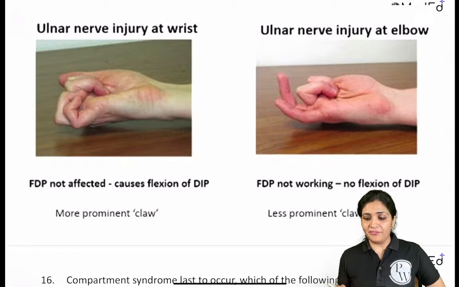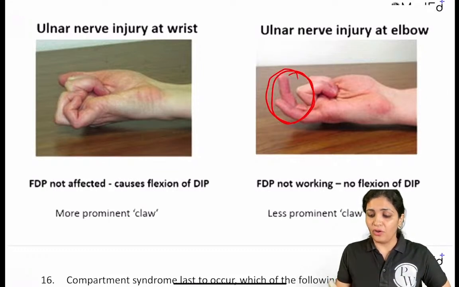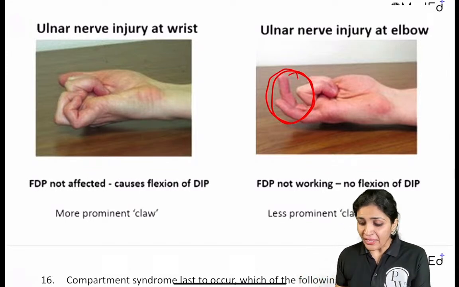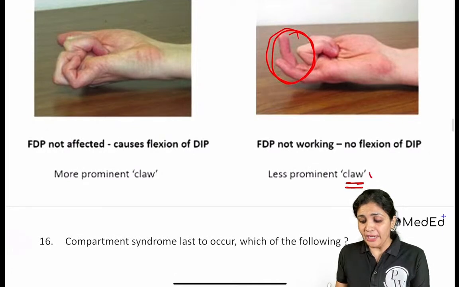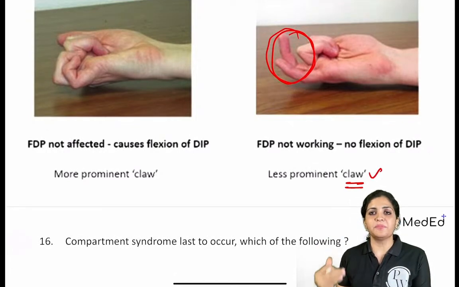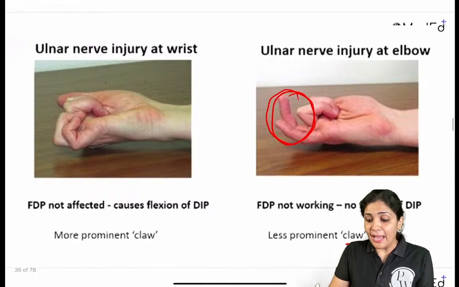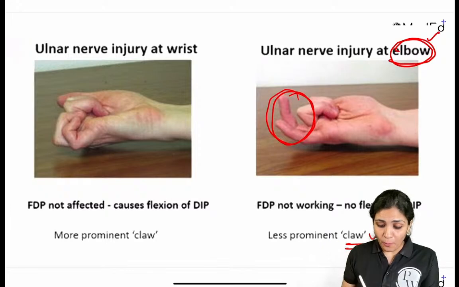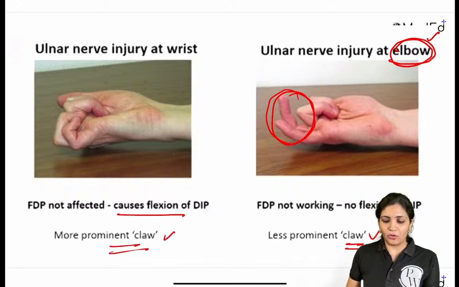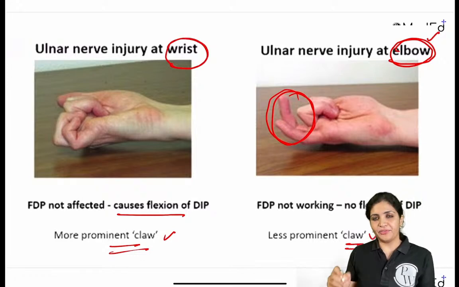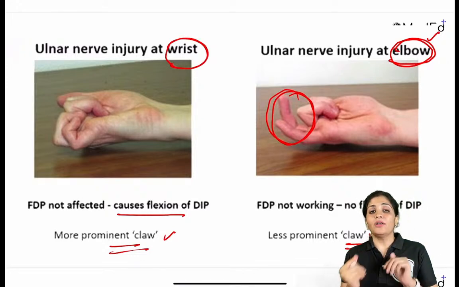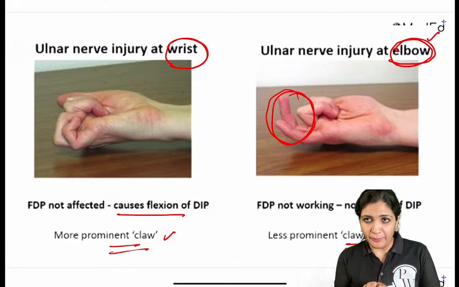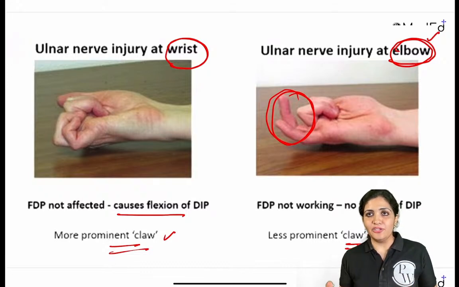So here what you see: if the clawing is seen like this, there is not much clawing, right? If you see less prominent clawing, that means the damage is at a higher level, that is, the damage is at the elbow. If you see proper, more prominent clawing, the damage is at the wrist. This is called the ulnar paradox. What is the paradox? The more the clawing, the less the injury, right?